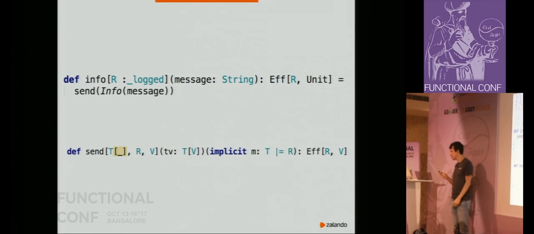And maybe I won't spend too much time on this, but the send method is a method provided by the Eff library, taking any kind of ADT, like a T of V, and provided that T is part of your stack of effects, it returns you an Eff value containing that thing. So this is how we send an effect of a given type into our large stack of effects.